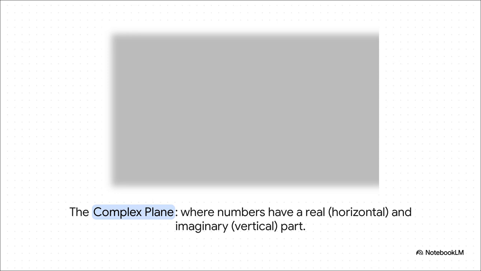So the setting for all this magic is what we call the complex plane. Now at first glance, it just looks like your typical XY graph. But here the horizontal line is the real axis and the vertical line is the imaginary axis. And every single point you can imagine on this surface, yeah, that's a complex number.